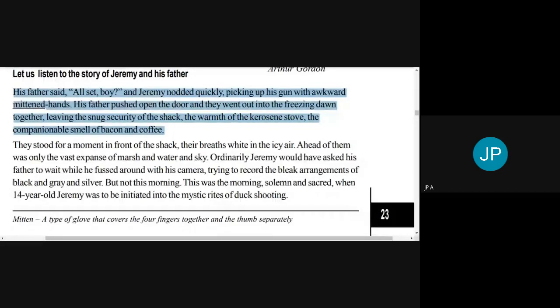So he has not shot anything so far. Any creature, he has not shot anything. He has only got training, and training is always done with toys and such things.